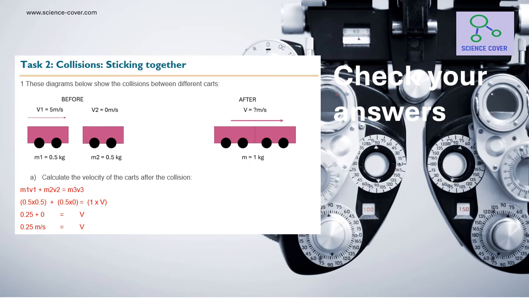The diagram shows the collisions between different carts. Calculate the velocity of the cart after the collision. So here we know that the momentum before the collision must be equal to the momentum after the collision. So therefore m1v1 plus m2v2 must be equal to m3v3. This means 0.5 times 0.5 plus 0.5 times 0 is equal to 1 times v. So this is 0.25 plus 0 is equal to v. And that means that v must be 0.25 meters per second.